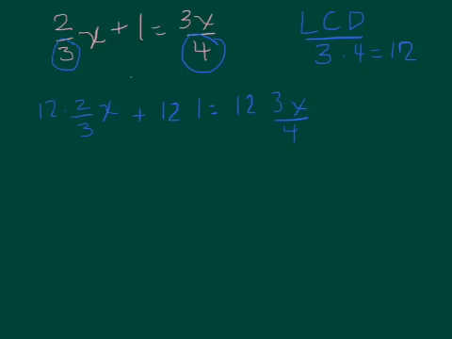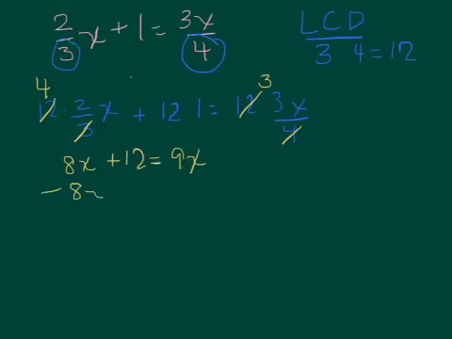And now I'm just going to simplify this. 3 goes into 12 4 times. 4 goes into 12 3 times. So I'm left with 8x plus 12 equals 9x. And if I subtract 8x from both sides, I'm going to be left with 12 equals x.